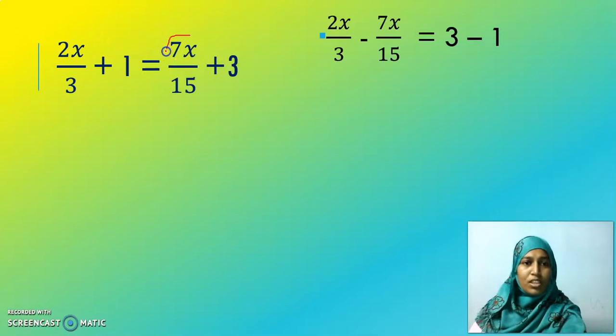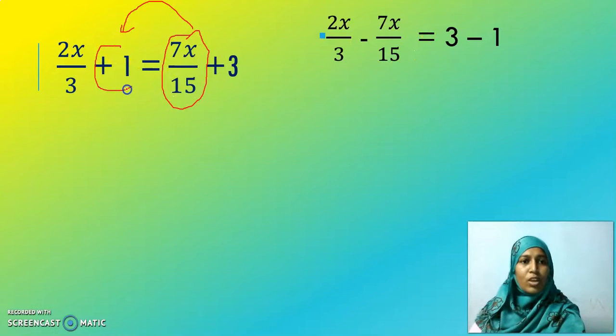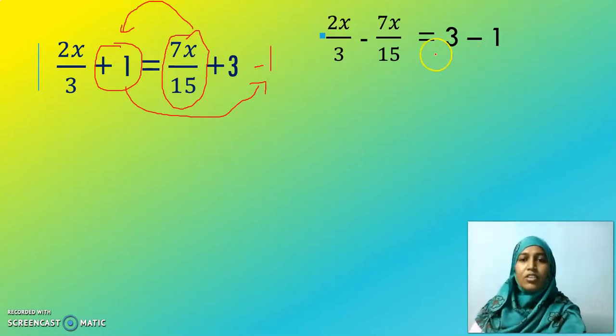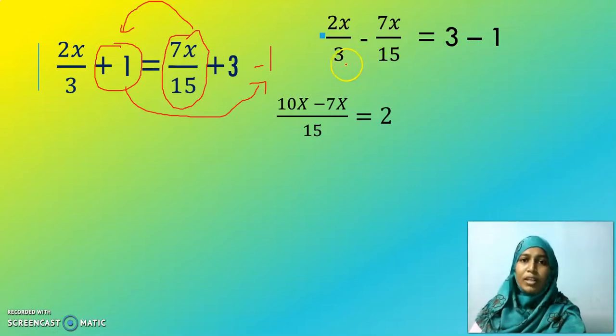So, I am transposing the 7x to the left hand side. So I got 2x by 3 minus 7x by 15. And this plus 1 is transposed to the right hand side as minus 1. See, what is 3 minus 1? 2. Now, you can check this 15 is a multiple of 3, so the LCM will be 15 only. So I have written 15. What should be multiplied by 3 to get 15? Yes, it is 5. So I am going to multiply this numerator also with 5.